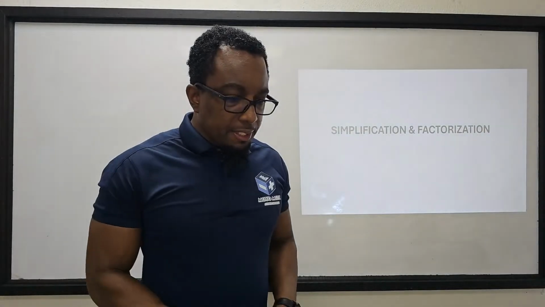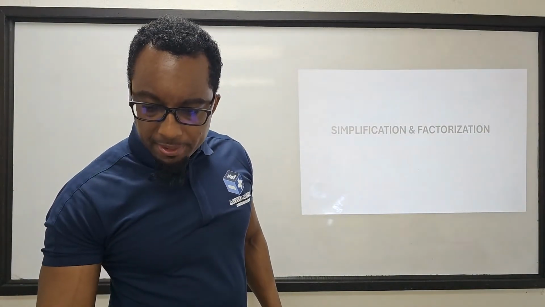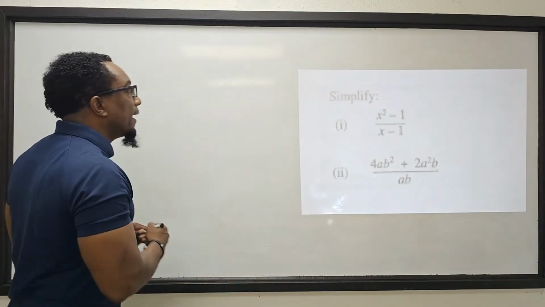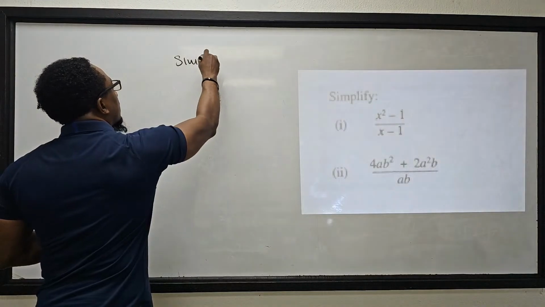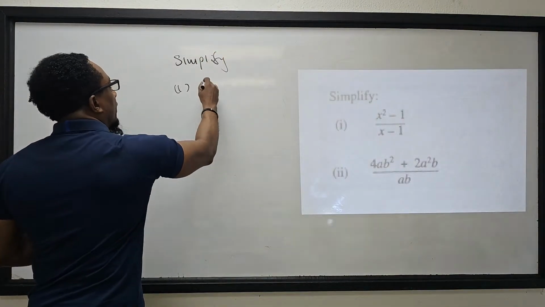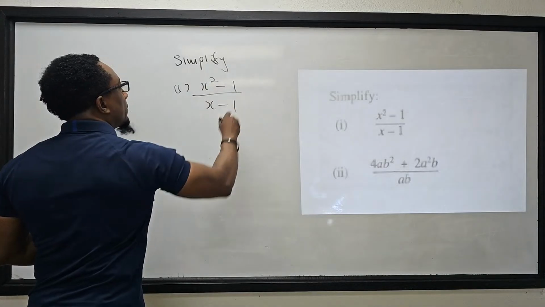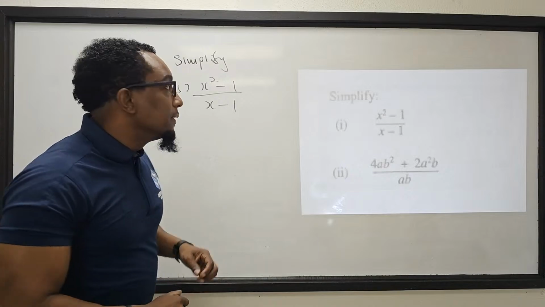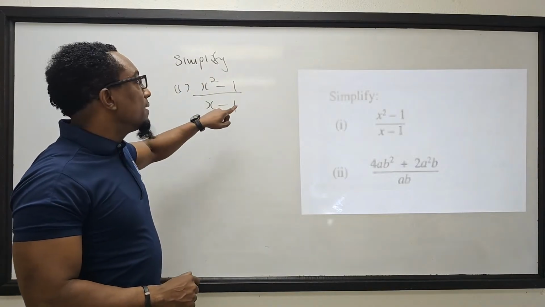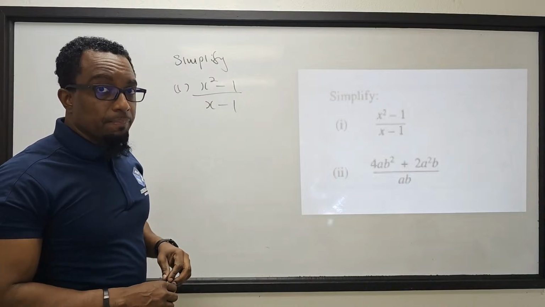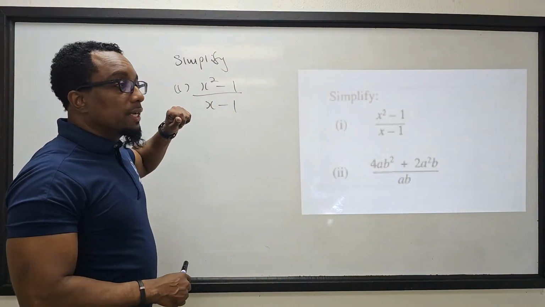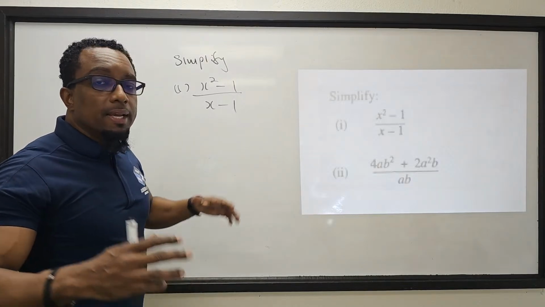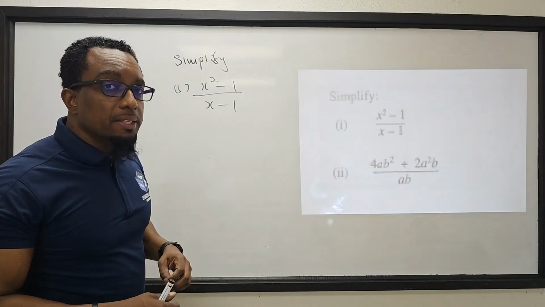So let's look at simplification and factorization. So let's get familiar with this type of question. They want us to simplify x squared minus 1 over x subtract 1. Now, the mistake students make is that they divide x into x squared and they divide 1 into 1. That's incorrect. So, the trick with this question will involve factorization. So, hence the reason it's a merge of simplification and factorization.